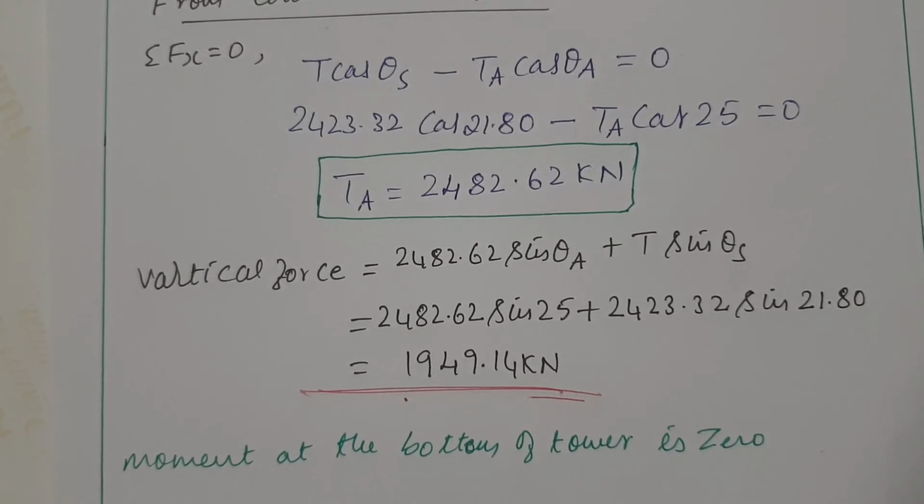Then another one, the moment at the bottom of this tower is 0, because the net horizontal force also is 0. That's the reason the moment at the bottom will be 0 in the case of cable passing over shuttle. So with that, this problem will end.